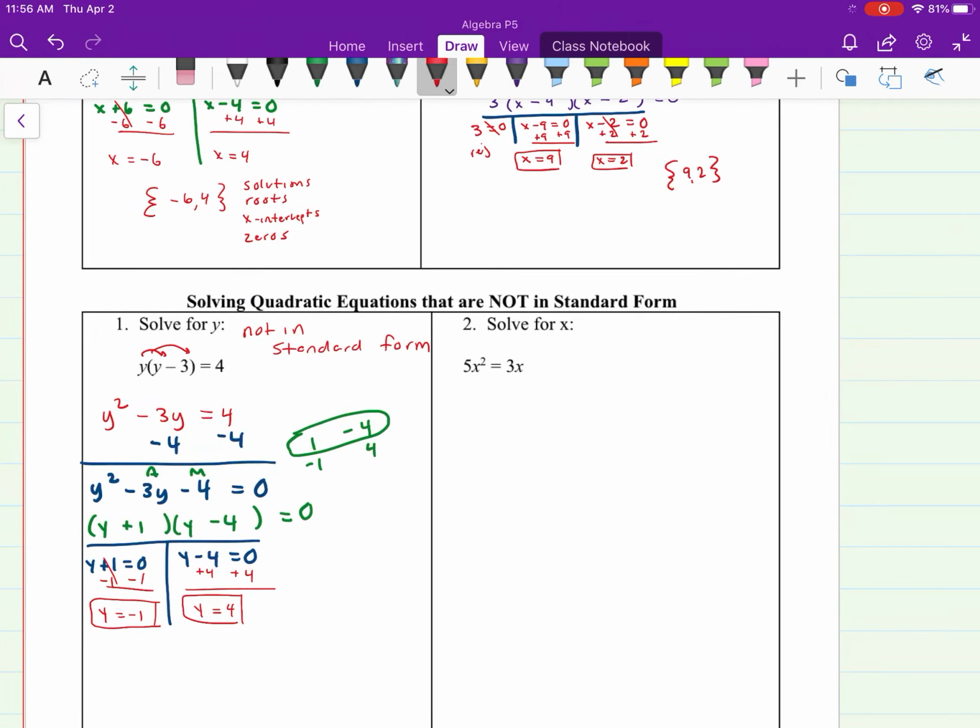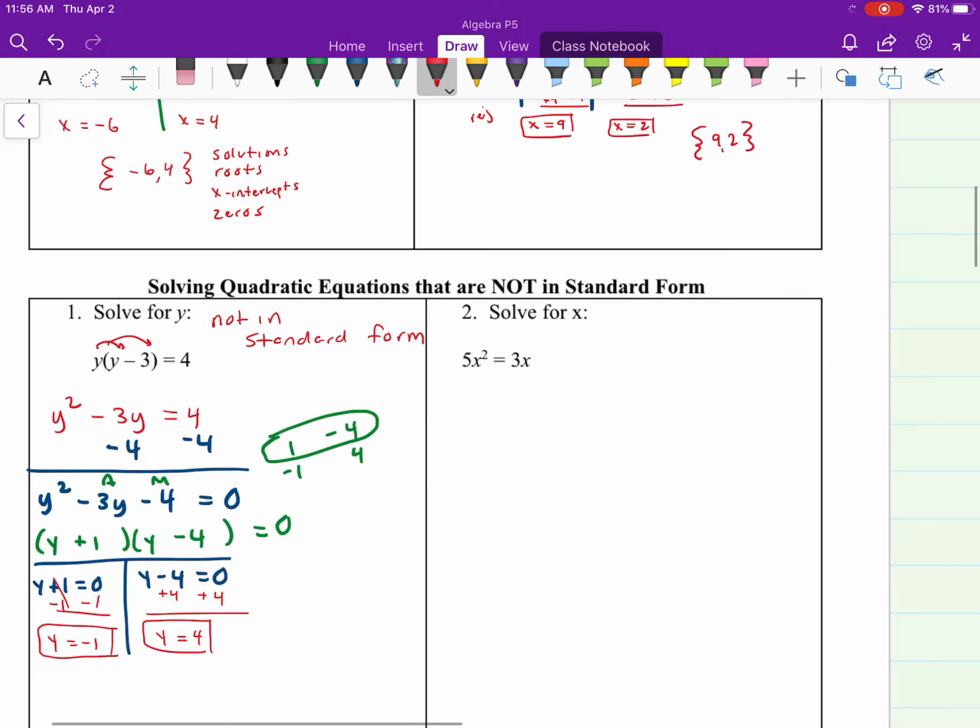So let's take a look at number 2. And then I'll leave you guys alone to do the rest of them on your own. 5x squared minus 3x, it's not equal to 0. So I would move this 3x to the left side so we can get equal to 0. So the way that I would move the 3x would be to subtract it. So you subtract 3x from this side, subtract 3x from that side.